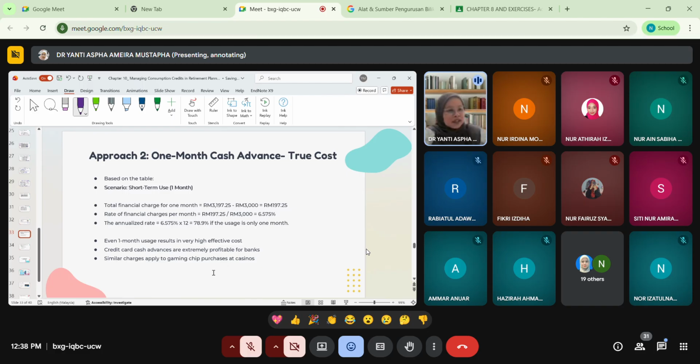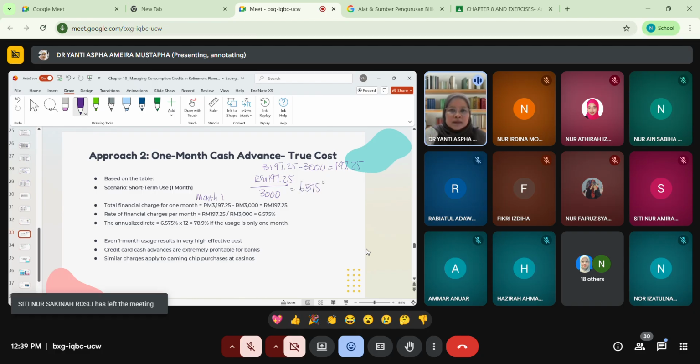1 month tu berapa? This is the true cost. Okay, so based on the table, short-term use, you just take 1 month saja. So total finance charge for 1 month is 3,197. So this is untuk month 1. So you take 3197.25 minus 3,000. Okay, you get 197.25. So from here, RM197.25, you divide it by the amount that you took out, 3,000. And you get 6.575%.